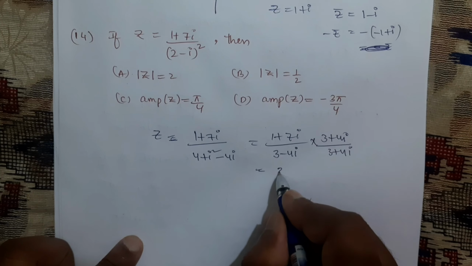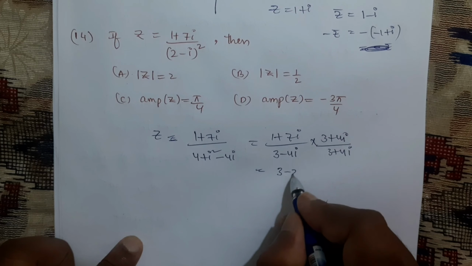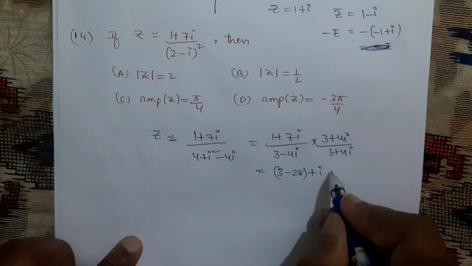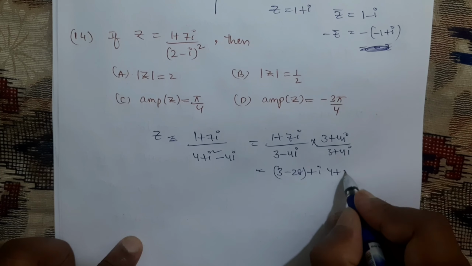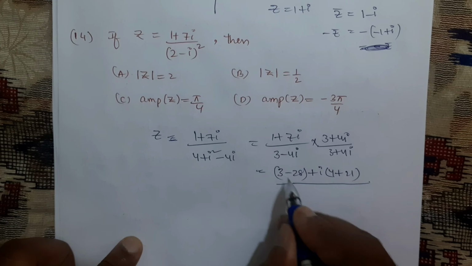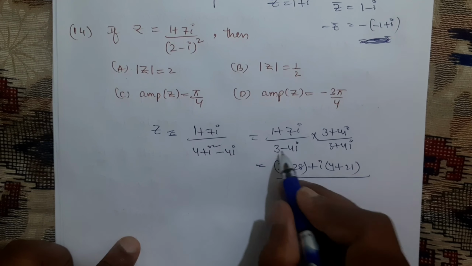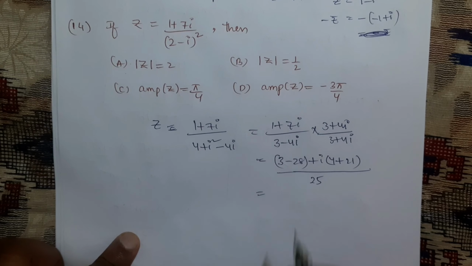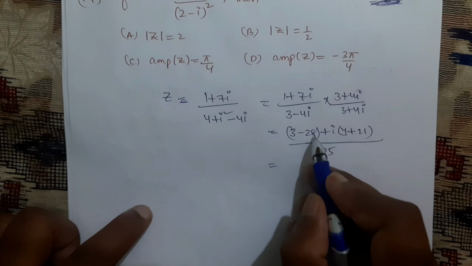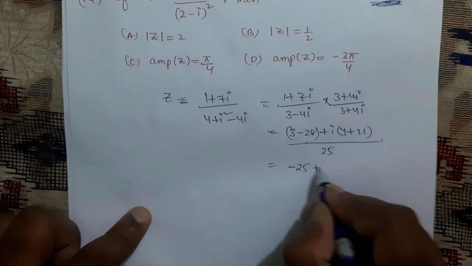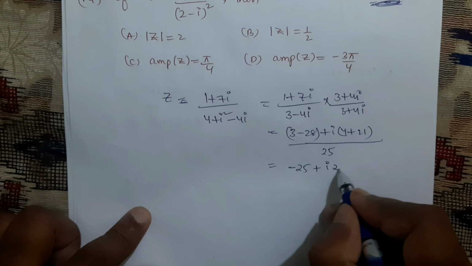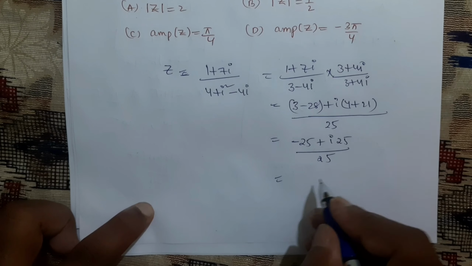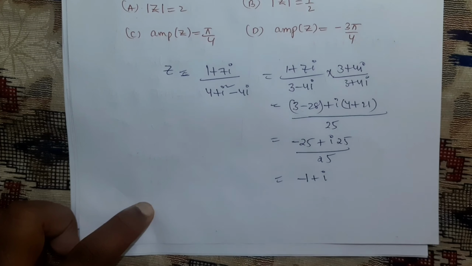1 into 3 minus B into D, 7 4s 28, plus I into AD plus BC. 1 into 4, 4 plus 7 3s 21, divided by A minus B into A plus IB, which is A square plus B square. 3 square 9 plus 16, which is equal to 25. Then 3 minus 28 is minus 25 plus I into 4 plus 21 is 25, divided by 25. If you simplify, you will get minus 25 by 25 is minus 1 plus I.